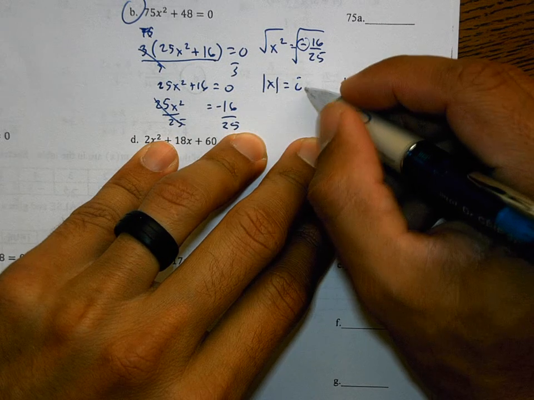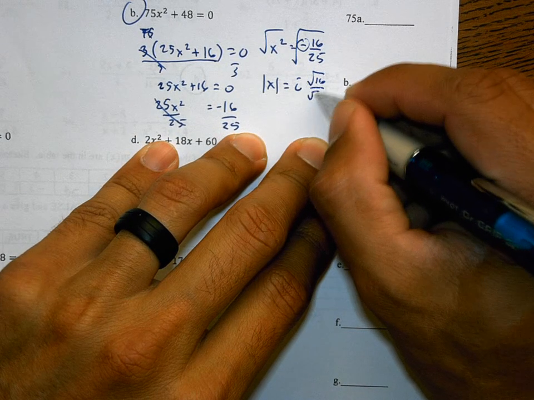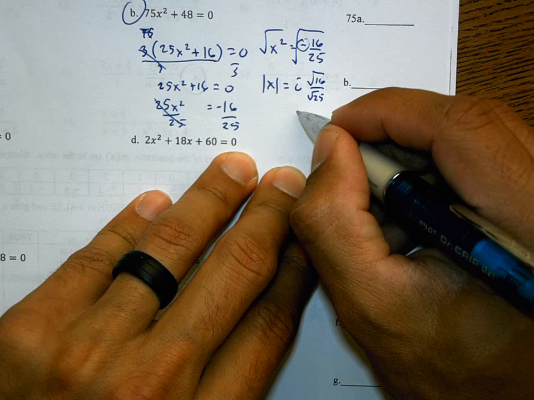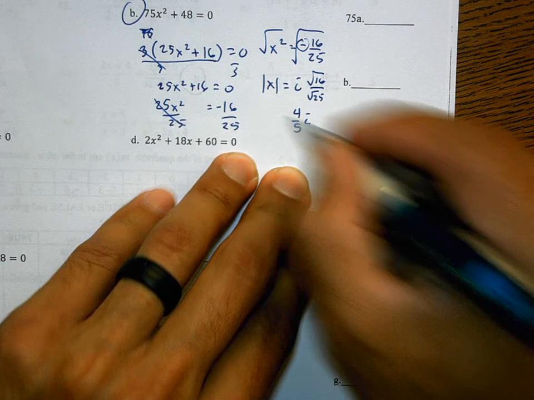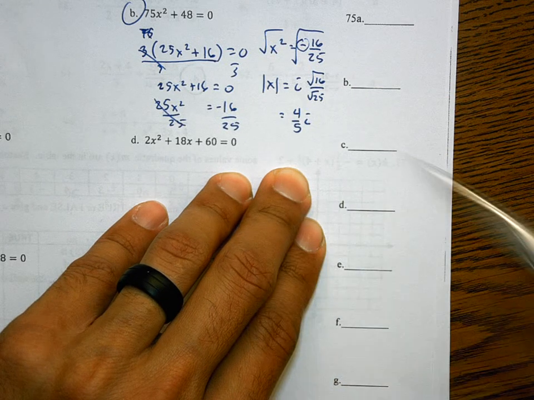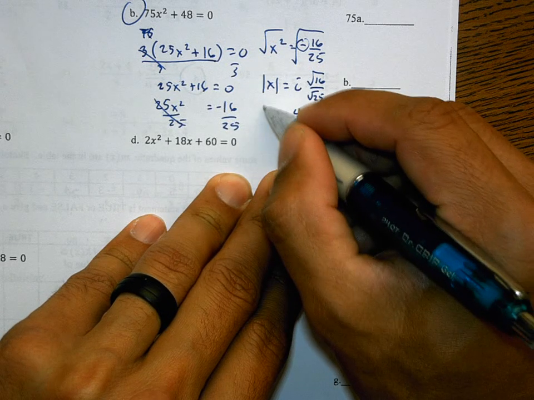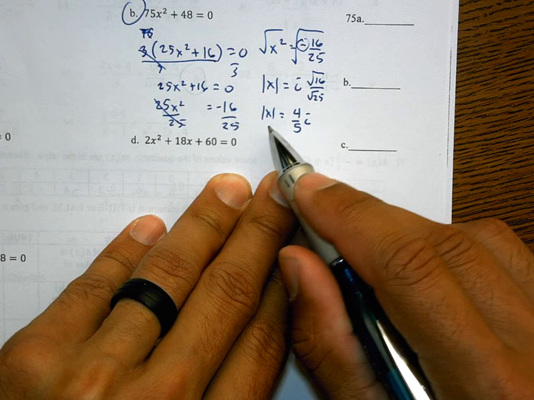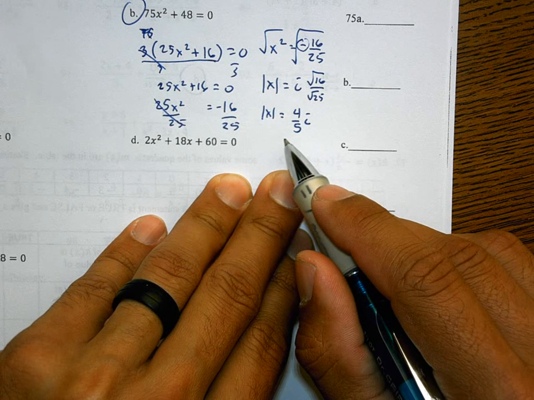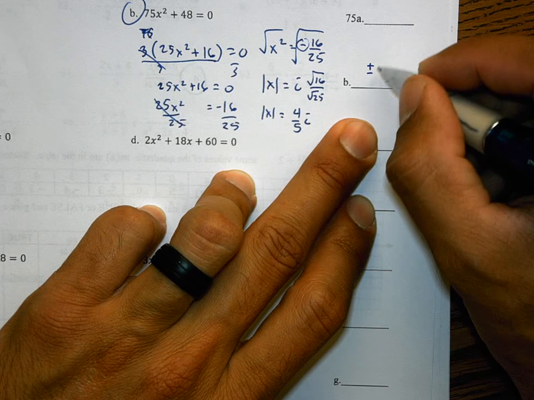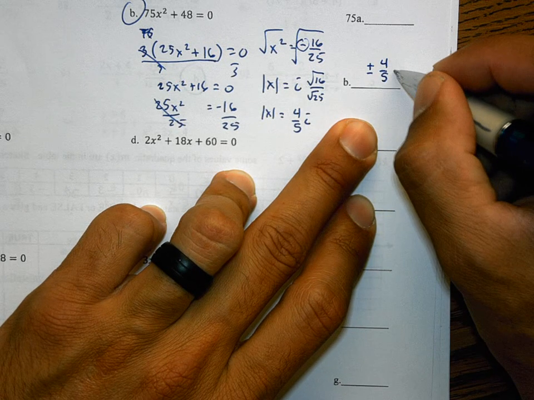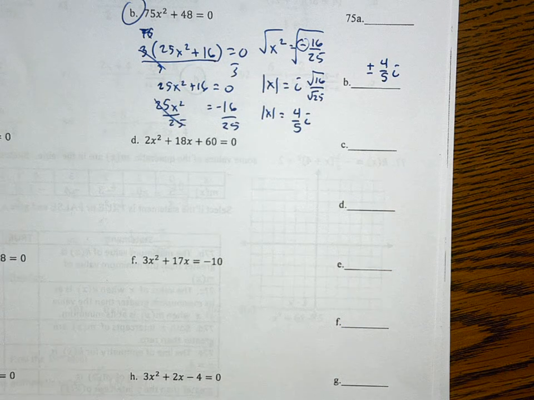Now you can square root 16 and you can square root 25, which comes out to be 4 over 5, and then I'm going to put i behind it because we write numbers then letters. The absolute value of x means that there are 2 possible answers for this. x is going to be equal to plus or minus 4 over 5 i for our final answer.